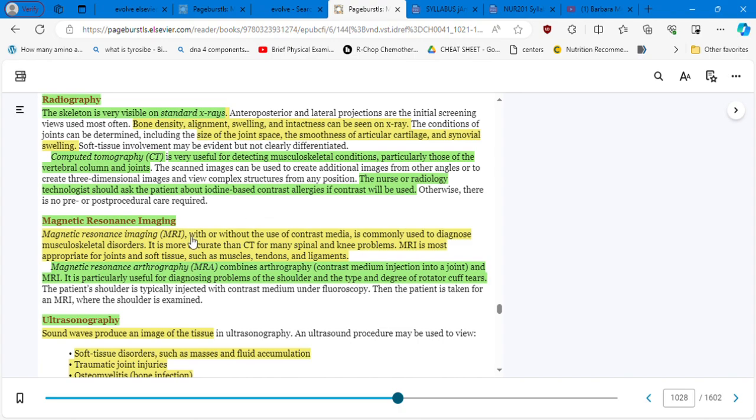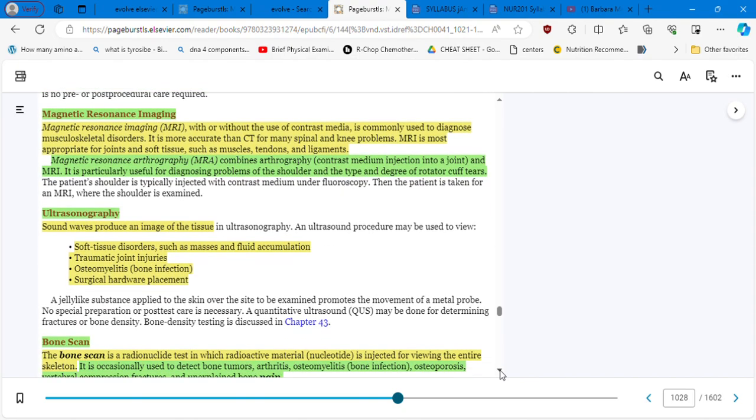Now, if we're going to use an MRI with or without, the use of contrast media is commonly used to diagnose musculoskeletal disorders. And for MRI, we're going to use gadolinium. Okay. It is more accurate than CT for many spinal and knee problems. MRI is most appropriate for joints and soft tissue, such as muscle, tendons, and ligaments. Magnetic resonance arthrography combines arthrography, contrast medium injection into a joint, and MRI. It is particularly useful for diagnosing problems of the shoulder and the type and degree of rotator cuff tears.